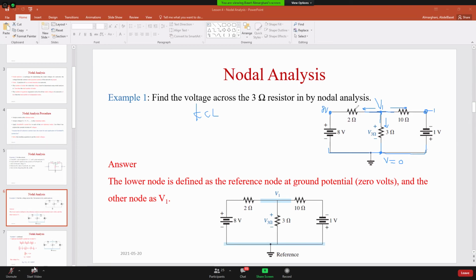So current here is the voltage divided by the resistance. So now no current is entering, all currents are leaving. 1 plus 2 plus 3. Like this is 1, this is 2, this is 3. So now the current is the voltage divided by the resistance. This one is going this way. So V1 minus 8 divided by 2. This one here, V1 minus 0 divided by 3.